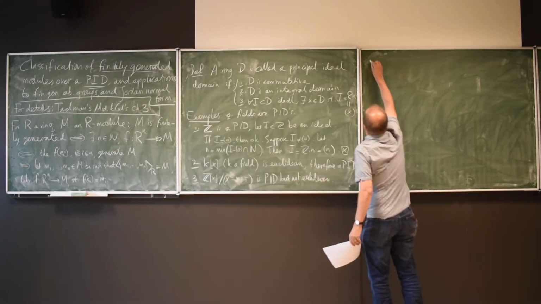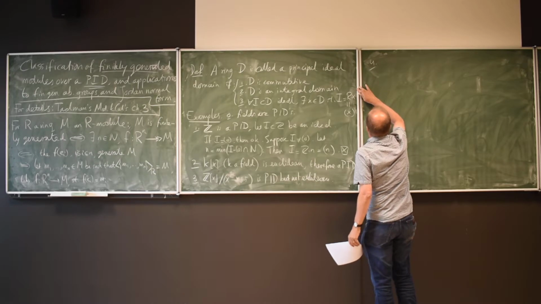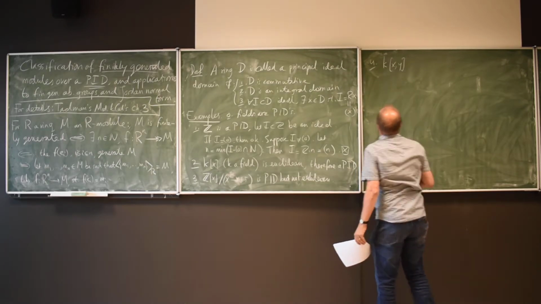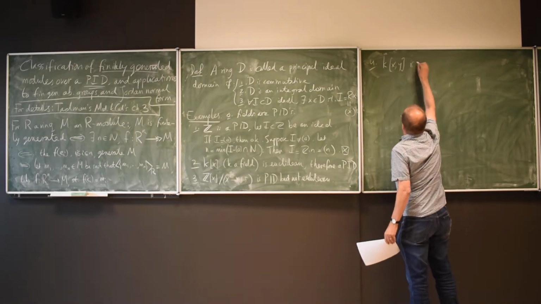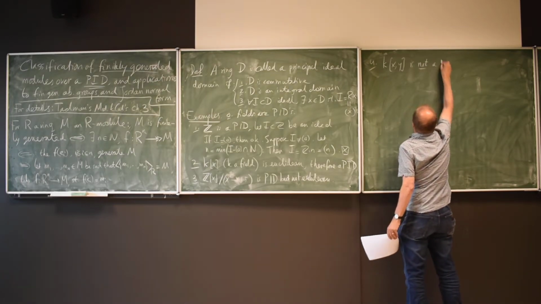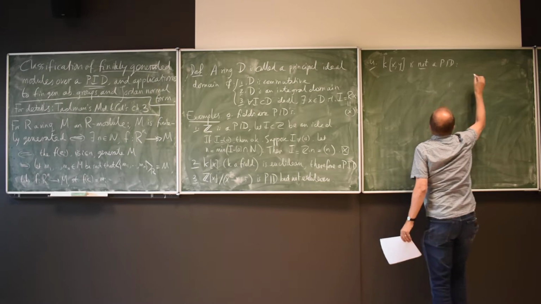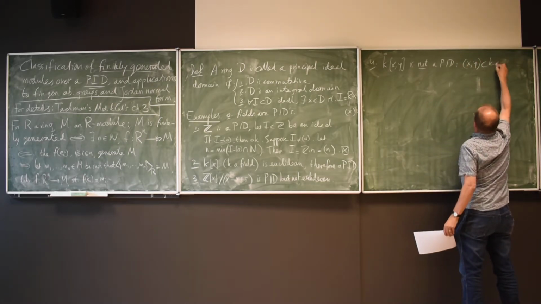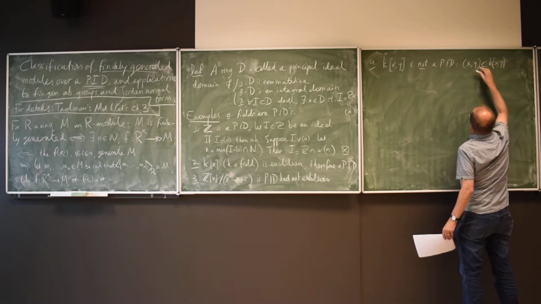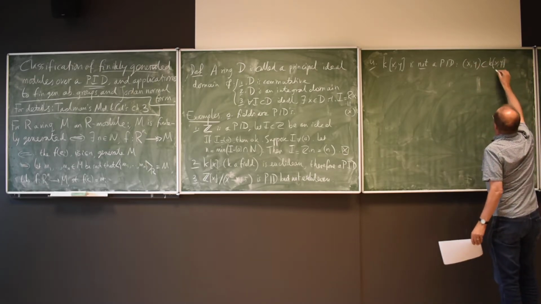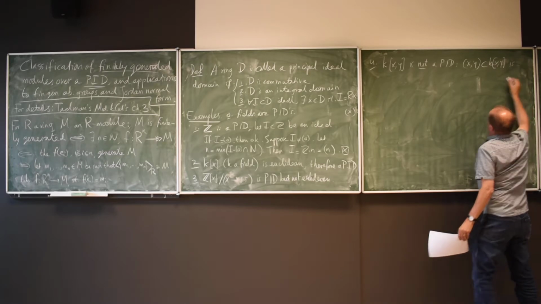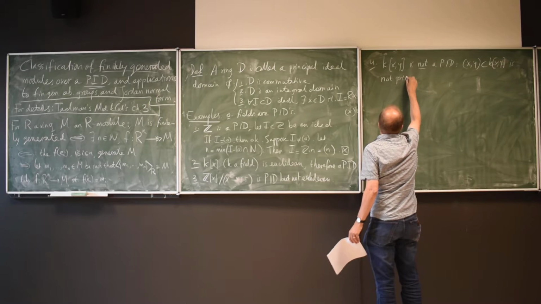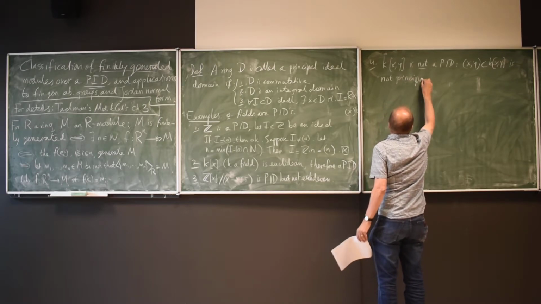And if you do examples, well, you can also do a non-example. So this is not a PID. For example, the ideal generated by x and y, so this is the notation for an ideal generated by two elements, is not principal, not generated by one element. And how do you prove that?